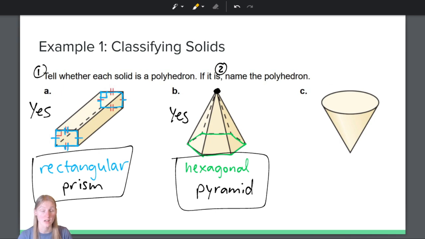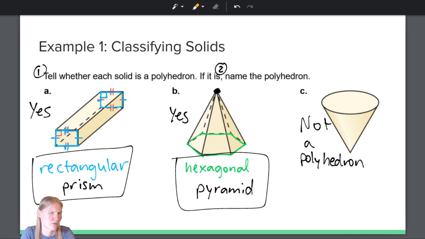Lastly, let's look at part C. Is this a polyhedron? Does it have any curves? Yes, look at that big old circle right up at the top. So this is not a polyhedron. What kind of shape is it if it's not a polyhedron? Can you guess? Have you seen this shape before? This is a cone. We are going to learn about cones. We're going to learn about polyhedrons, and then we're going to learn about cones, spheres, cylinders, all of it.